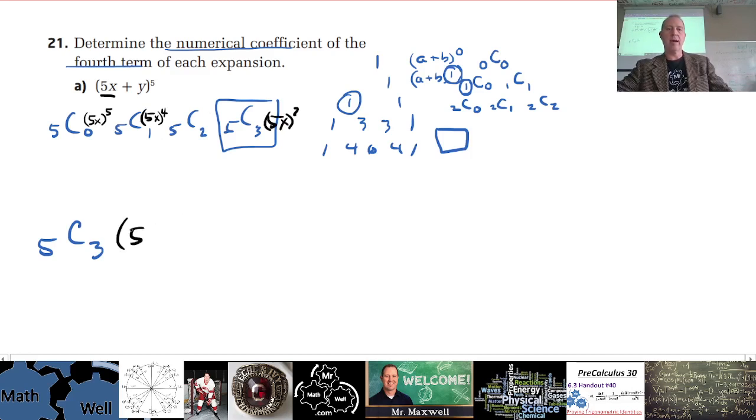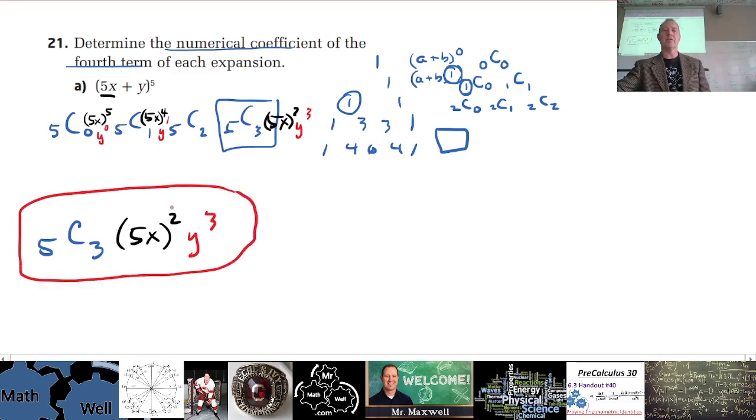So we also have 5x squared as we work the exponents down. The last one, y, this is going to be y to the 0 on the first term, then y to the 1, then y squared, then y cubed. So the numerical coefficient, now why am I doing all of the whole term? This is the whole term.